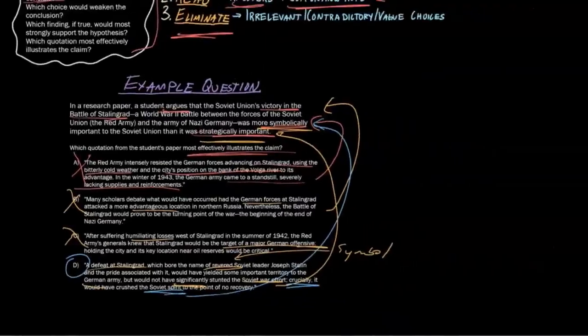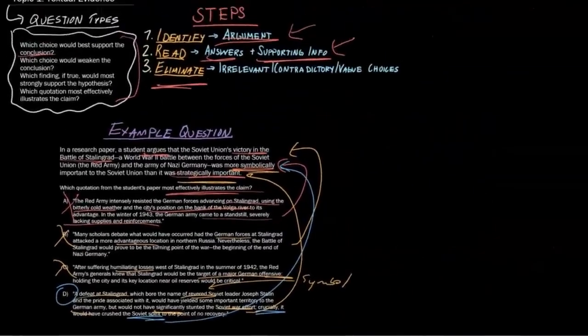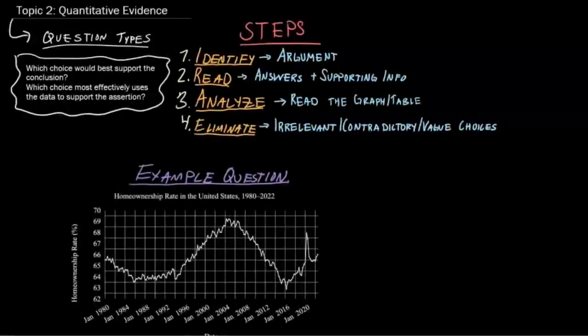Okay, this is our last question here for textual evidence. All right, topic 2, quantitative evidence. So quantitative evidence is slightly different from textual evidence in that you'll be given some sort of graph or table. It's kind of the same idea, though. Okay, it's the same choices, it's the same idea, the same question as textual evidence, and pretty much the same strategy. But we're going to introduce a third step here.